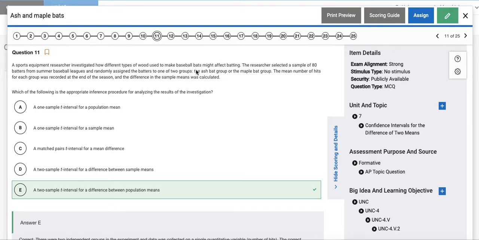But if you read this, we're comparing ash bat groups and maple bat groups. Okay, since we're comparing means, we're using a difference in population means. If we were comparing proportions, we would be using a difference in proportions. Okay?